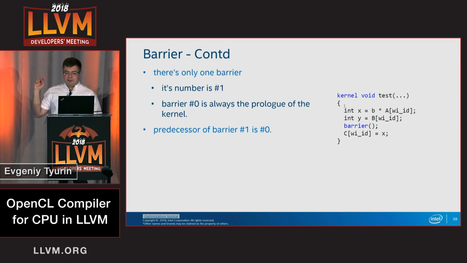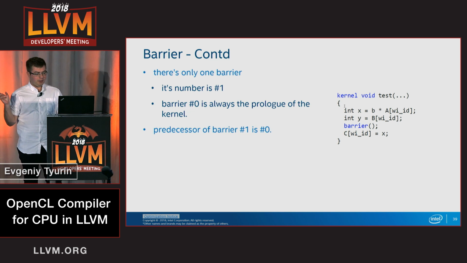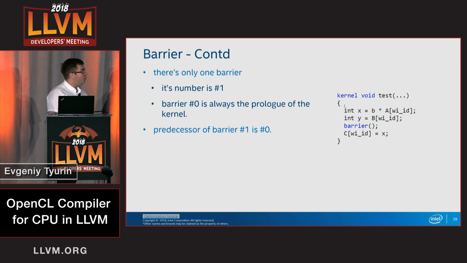So in this example, we have only one barrier. We're going to give it the number 1. The barrier number 0 will always be the prologue of the kernel. So the predecessor of barrier 1 is barrier number 0.